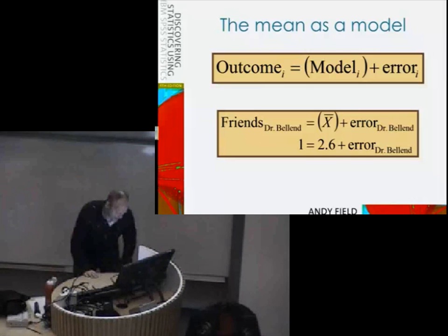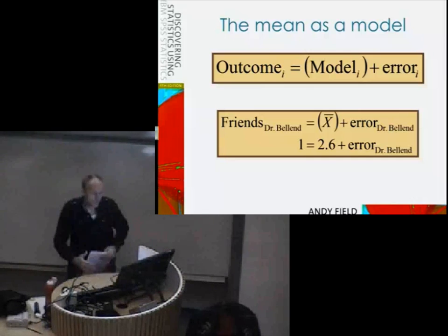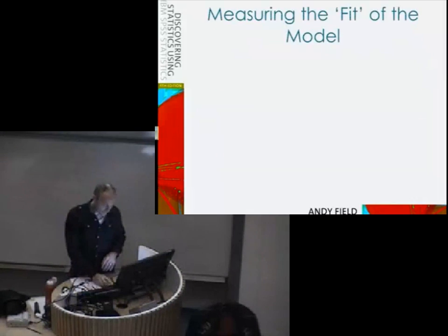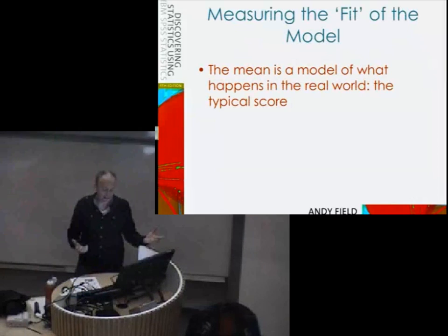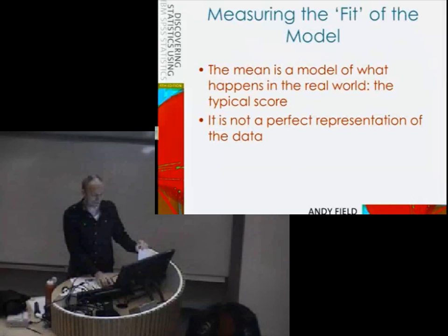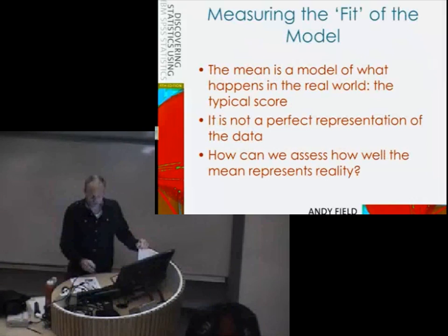So how do we measure the fit of a model? Well, we basically use these errors. So something like the mean or any model we fit is not a perfect representation of reality. There's going to be some error associated with it. But we can use these errors to tell us something about whether the model is any good.